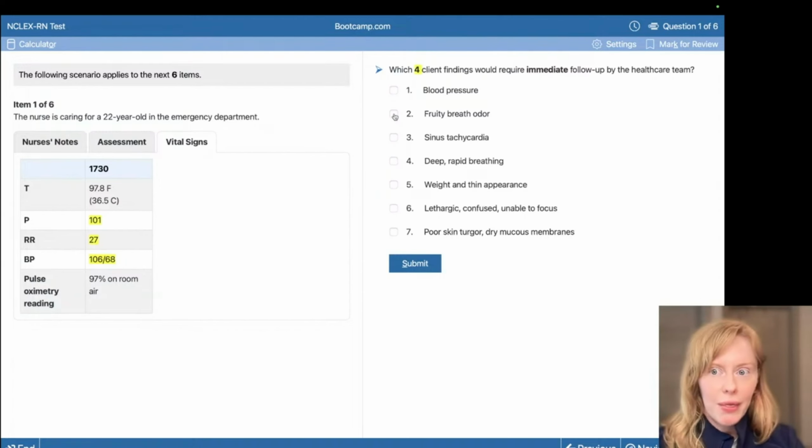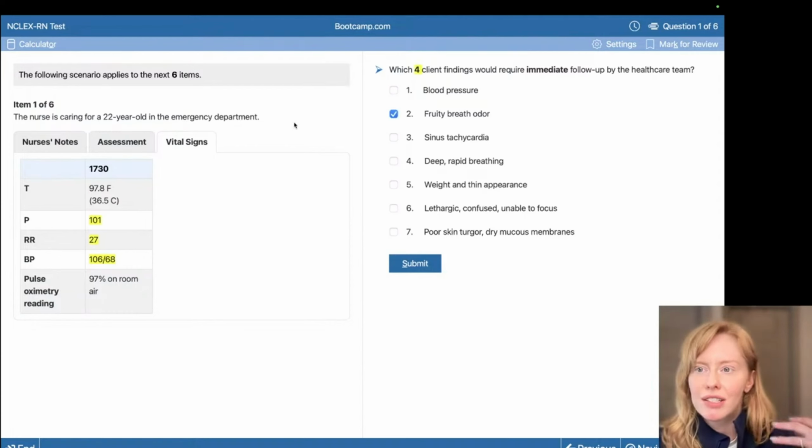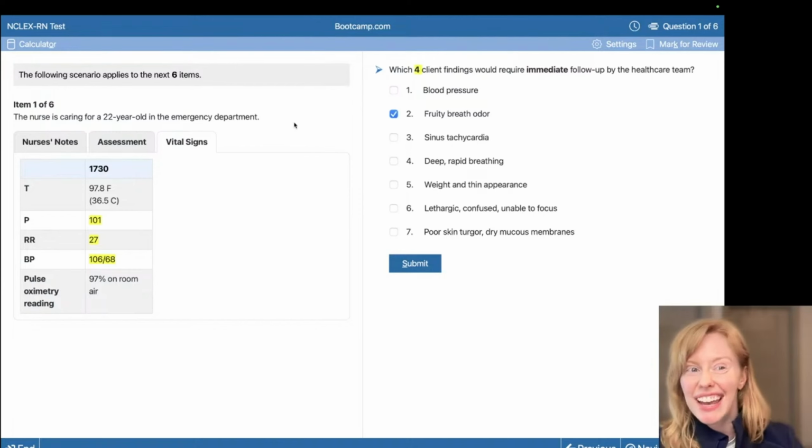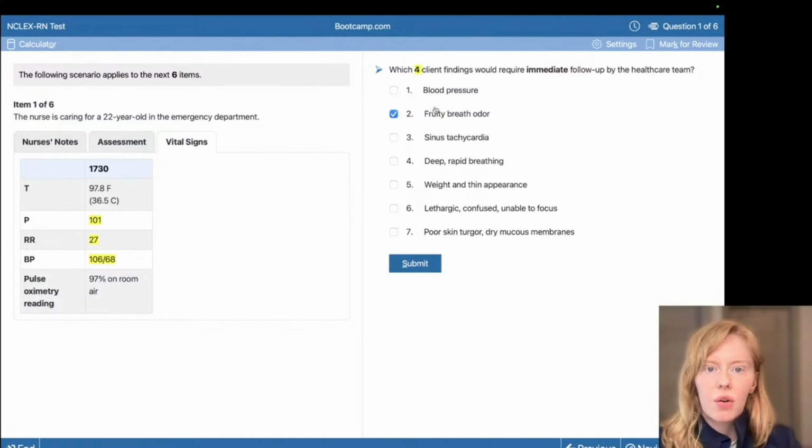Fruity breath odor, that's weird, right? Even if you don't know what that is or what it could mean, the fact that we've got this fruity odor, that's usually an indicator of some type of metabolic problem. But that is most likely what's causing an altered mental status in somebody this age, if it's not an obvious drug overdose or anything like that. And so I'm going to hang on to that one as something that's definitely scary.